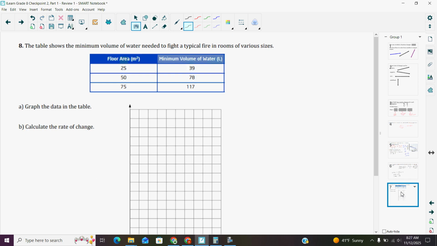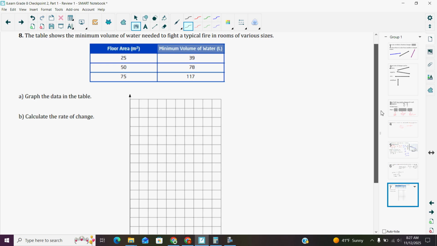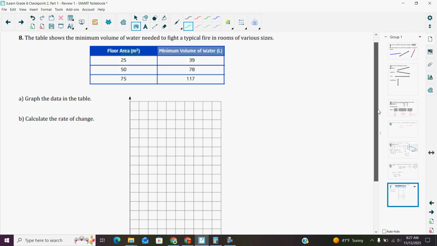Question number 7. Nope, not number 7. We're skipping 7 for now. Number 8 gives us a table. It shows the minimum volume of water needed to fight a typical fire in rooms of various size. We're not going to do part C. We're just doing A and B here. So we have a floor area of 25 square meters. We need at least 39 liters of water in order to fight that fire.